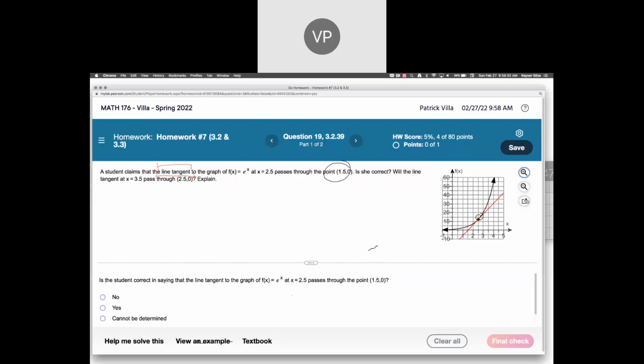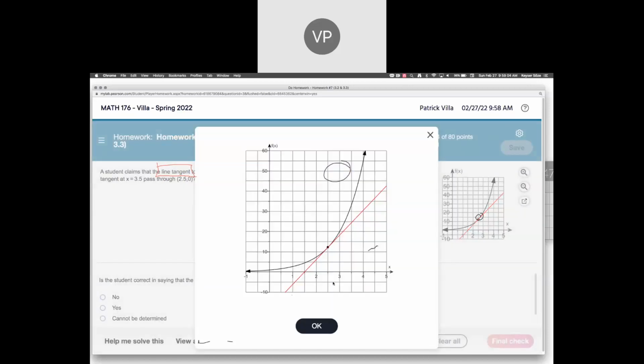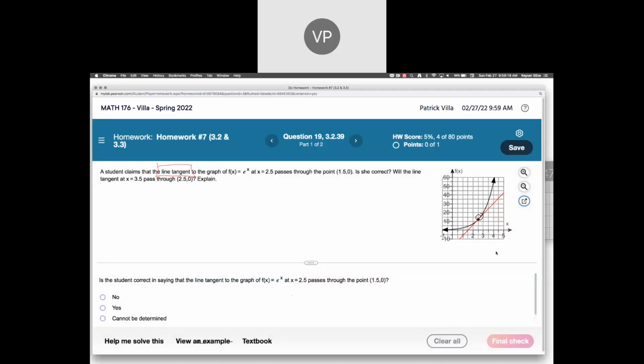Okay, well, that didn't do a lot, but oh, let's try this. Okay, so by eyeballing it, it does look like this red one does hit the point (1.5, 0). It definitely appears that way, but is it so? Is it for sure? How do we prove it? Because the graph looks like it.